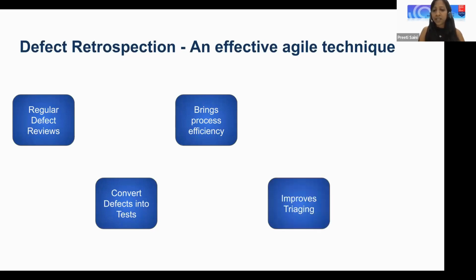Moving on to the next, it improves the triaging, right? As we were discussing, what I would like to call out is that during the defect retrospection, you should also keep checks on how long defects are taking to get identified by the teams, and see what process improvements are required here.